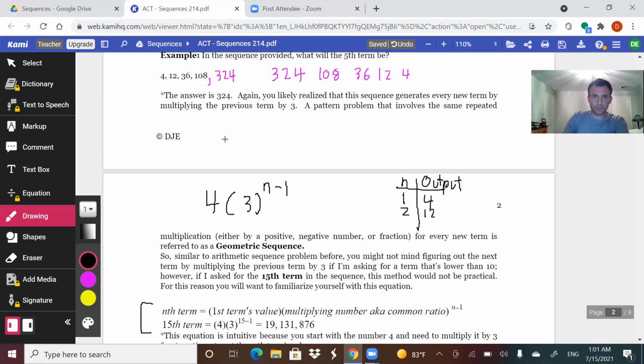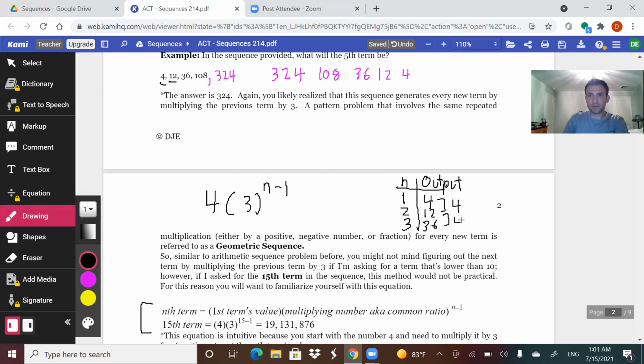So you notice you're multiplying by 3. So there's the first term and there's the second term. If you were to put in 3, then you have 3 squared, which is 9, because it's 3 minus 1. 9 times 4, 36. And what you notice is that you're multiplying by 4.